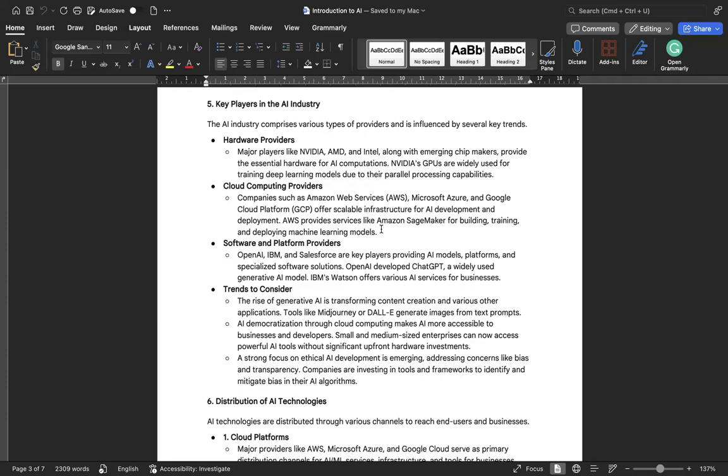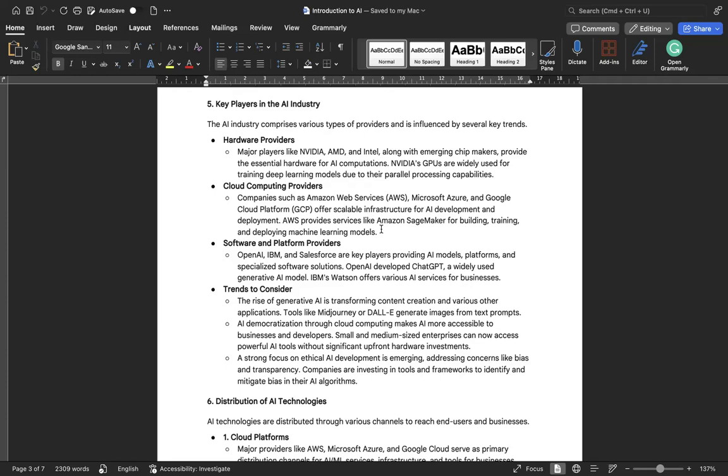So when it comes to key players in the artificial intelligence AI industry, we should have the healthcare providers, the cloud computing providers, and the software and platform providers, and we should know about the trends to consider as well. All these ones are there.